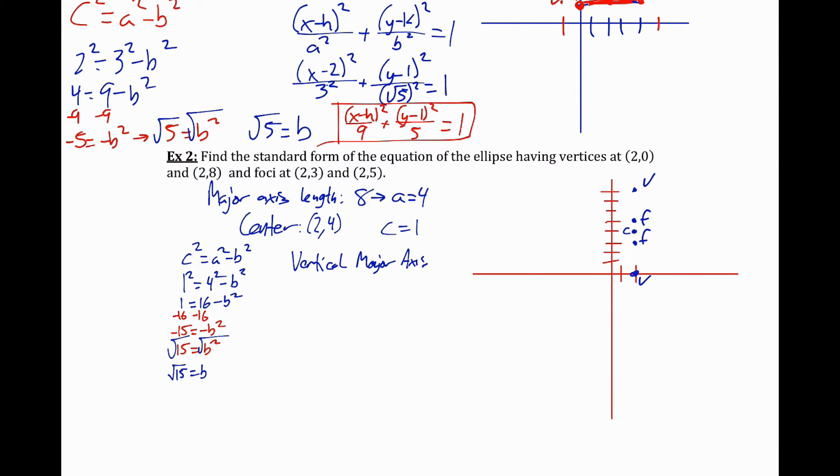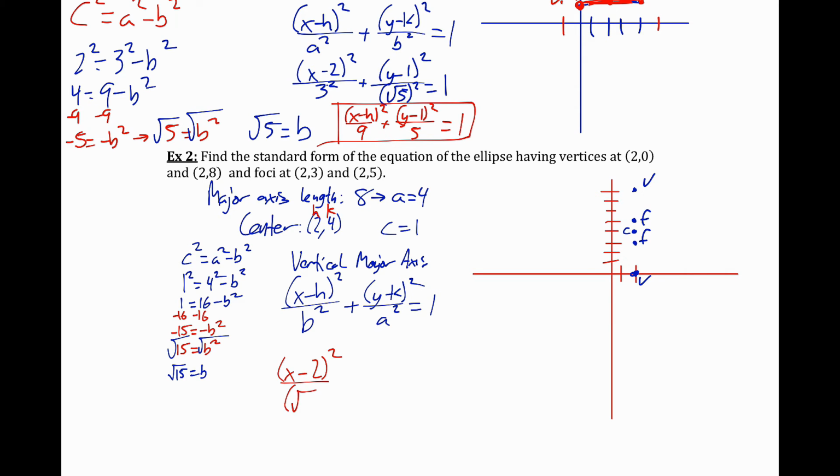So this is a vertical major axis. So we're dealing with the equation (x minus h) squared over b squared plus (y minus k) squared over a squared equals 1. Now, I didn't label h and k yet, but remember, those come from the center, not the vertex. So h and k are the x and y coordinates of our center. So we have x minus the h value, which was 2, squared, over b squared. Well, we already know b is the square root of 15.